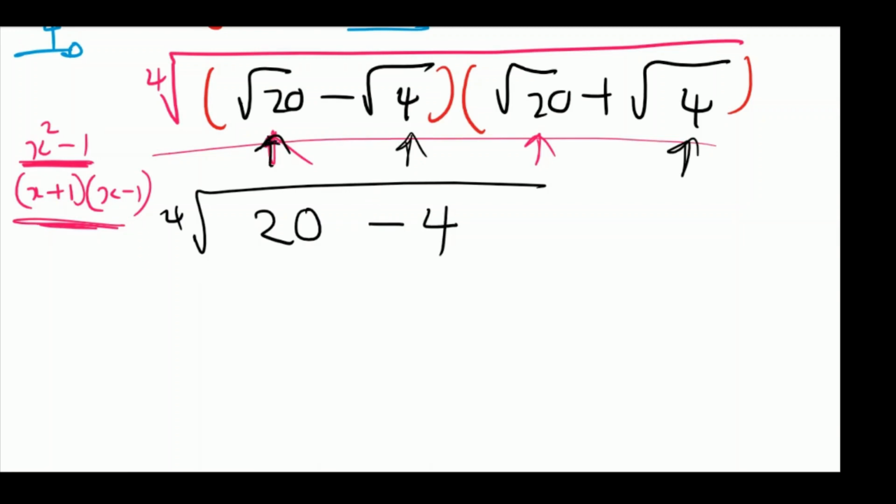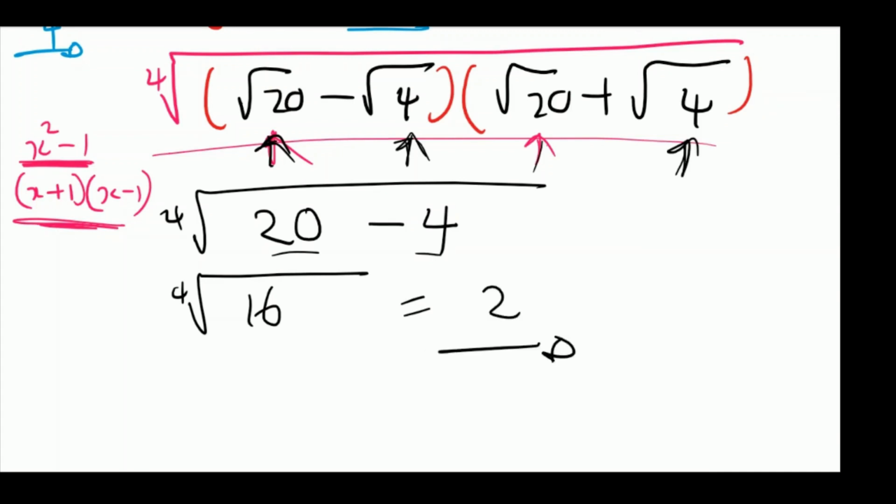So multiply the root of 20 and the root of 20, you get 20. Multiply the root of 4 and the root of 4, you get 4. So then you have the fourth root of 20 minus 4, you're going to get 16, and the fourth root of 16 is going to give you a solution of 2.